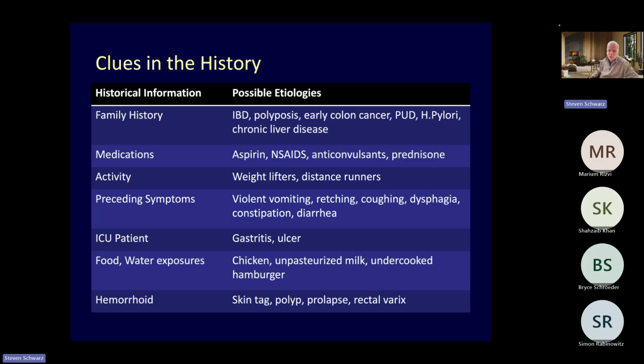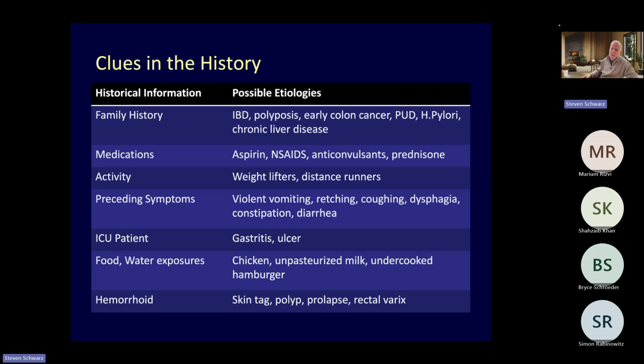What are the medications? Many medications can cause bleeding. Activity levels in adolescence: gym rats, distance runners, weightlifters. There has been a lot in the literature about GI bleeding in distance runners. Again, the cause is unclear.